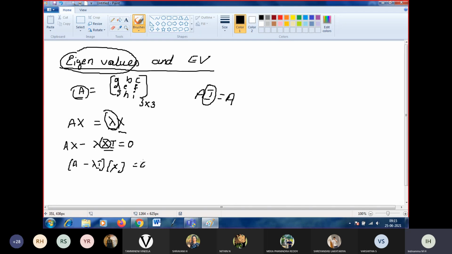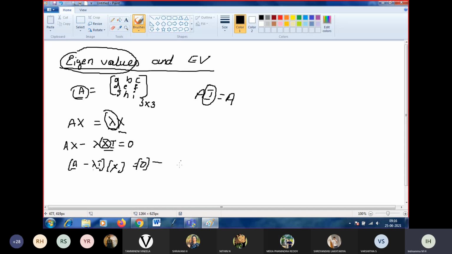Since A is a square matrix, lambda is a scalar, and I is the identity matrix, if you do the subtraction of A minus lambda I, you will again get a matrix, into the variable matrix X equal to 0. You can take this as a null matrix.